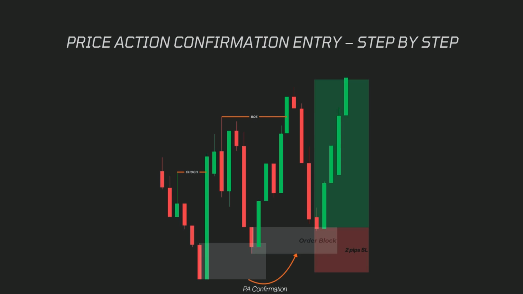If you want to take your trading to a professional level, start applying this model every day on a demo account until it becomes second nature.